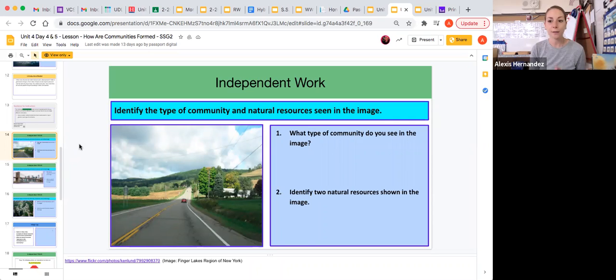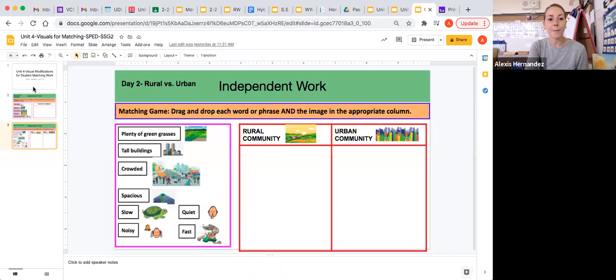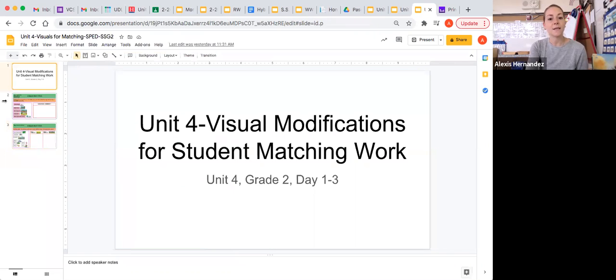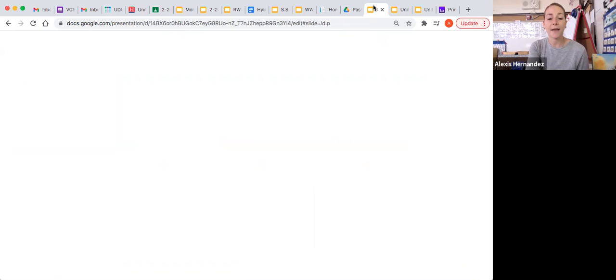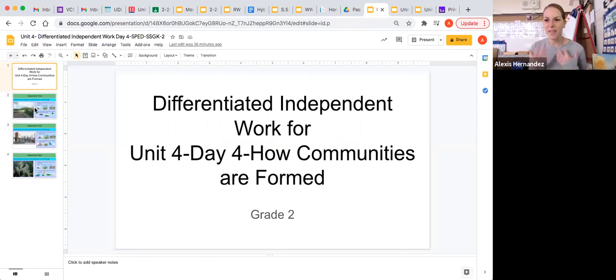For some of our struggling learners, though, they might need more of a scaffold in order for them to successfully be able to answer these 2 questions. So what I've done is I've created my own slide that supports these learners by providing visual modifications so that they can really tackle this independently. So there's differentiated independent work that goes along with this lesson that I've given you.